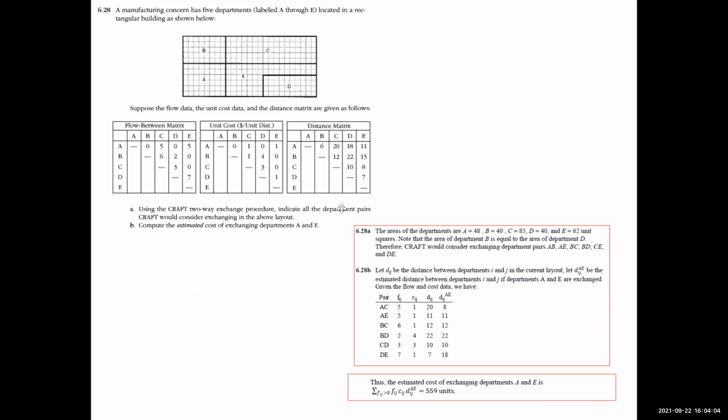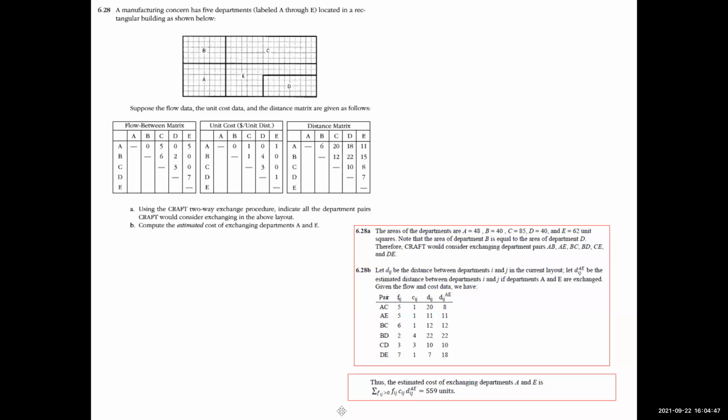So it's for the Kraft algorithm. So we are given this information. Manufacturing concerns has 5 departments, A through E, located in a rectangular building as shown below. So we have the layout, and we have data for the flow, the unit cost data, and the distance matrix. All of them are given. So the first question is asking, using the Kraft two-way exchange procedure, indicate all the department pairs Kraft will consider exchanging in the above layout.